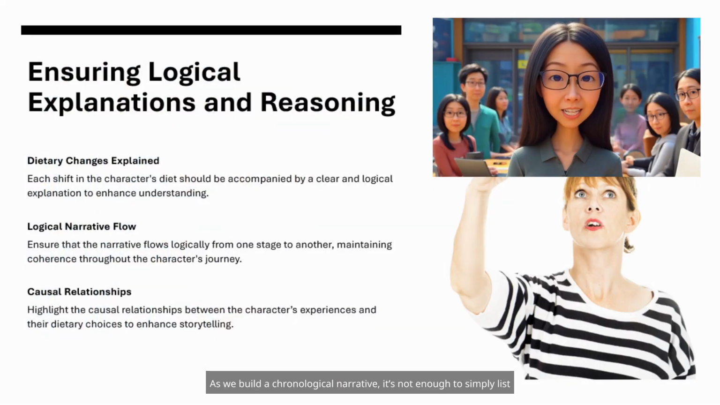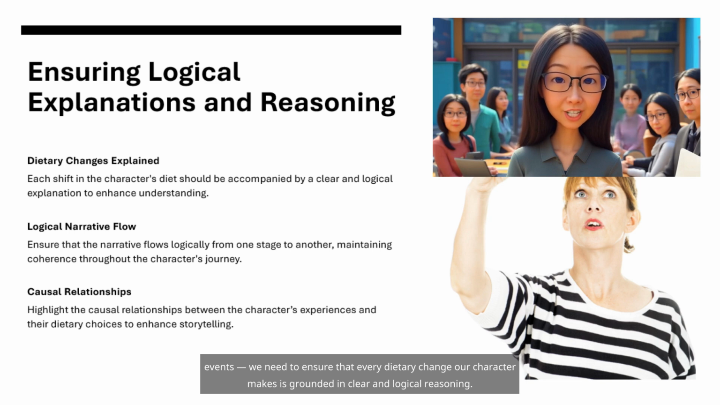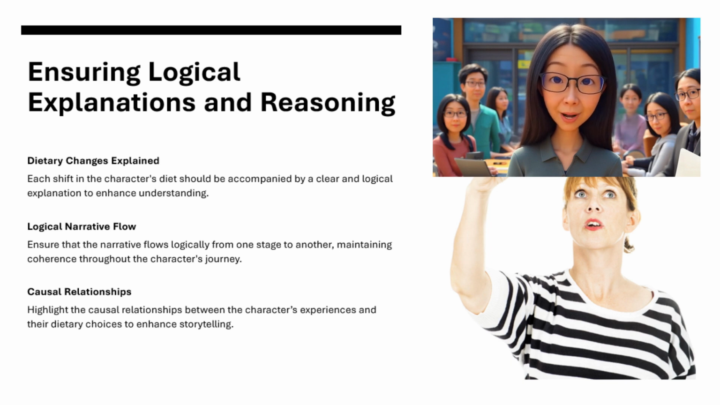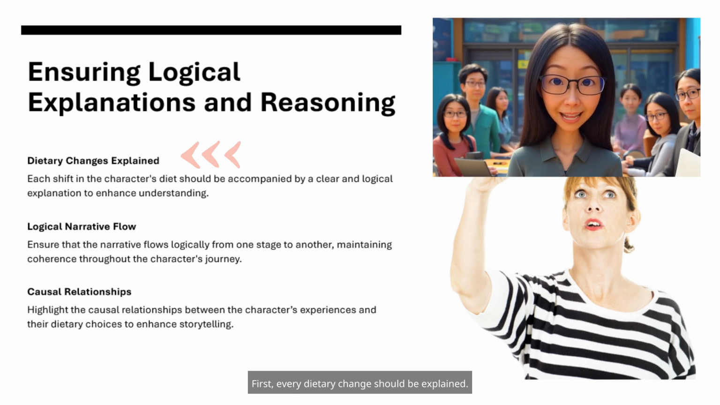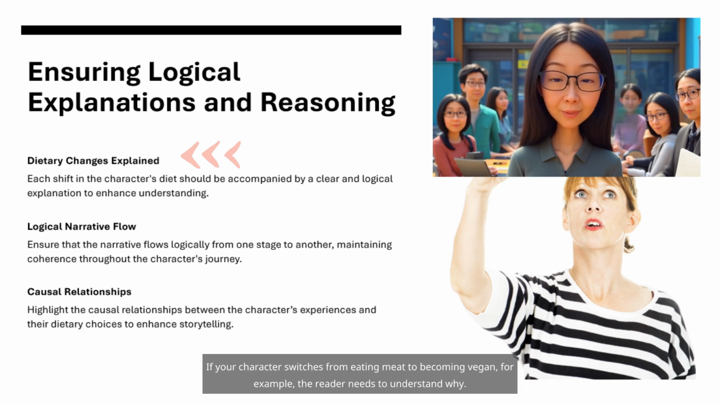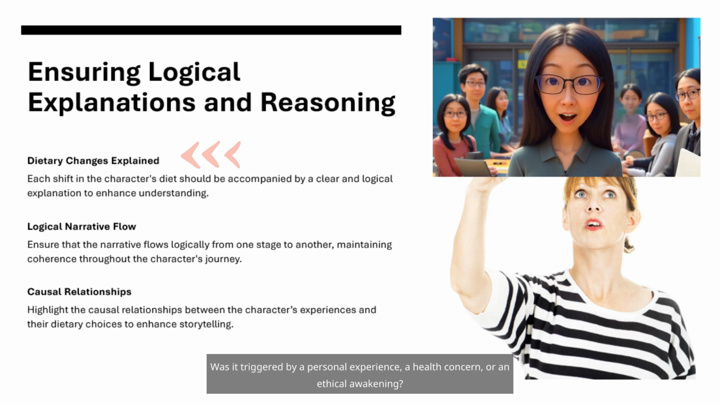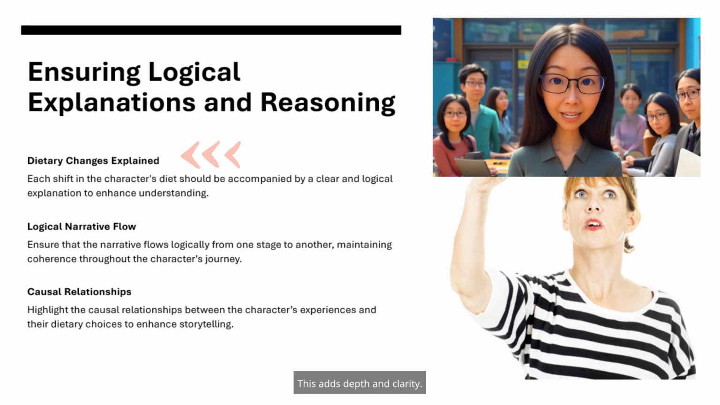As we build a chronological narrative, it's not enough to simply list events. We need to ensure that every dietary change our character makes is grounded in clear and logical reasoning. Let's break that down. First, every dietary change should be explained. If your character switches from eating meat to becoming vegan, for example, the reader needs to understand why. Was it triggered by a personal experience, a health concern, or an ethical awakening? This adds depth and clarity.